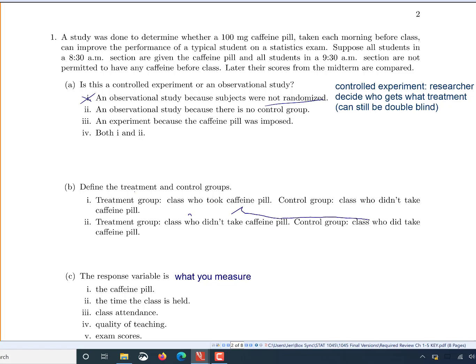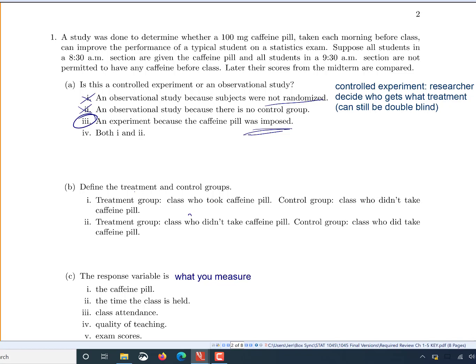An observational study because there's no control group. Well, in this case, there actually is a control group. So it's not going to be that either, but even if there wasn't a control group, that's not the deciding factor. The deciding factor is researchers decide who gets the treatment. Okay, 3, an experiment because the caffeine pill was imposed. When they say it was imposed, that means they give the caffeine to someone, so they're giving it to people. They decide who gets the treatment.